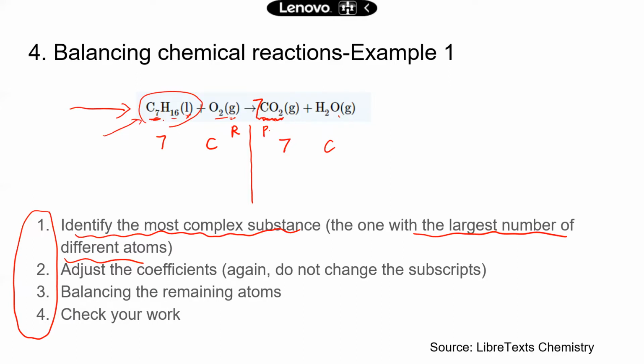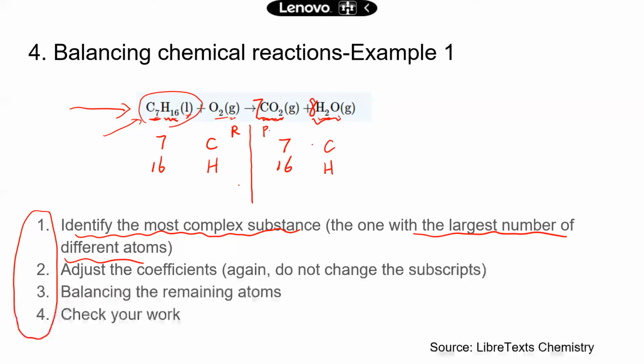Okay, next, let's go to hydrogen. 16 hydrogen. And when you look at the product, let me write it here, 16 hydrogen. When you look at the product, only water has hydrogen, right? So what's the coefficient that you need to give to water to get to 16? And hydrogen already has a 2 there. So 16 divided by 2, that's 8, right? You can check, right? You put 8 here, 8 times 2, that's 16 hydrogen.